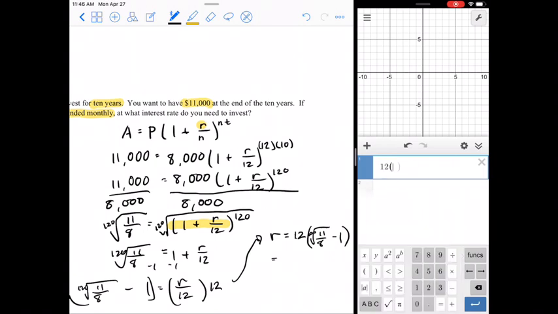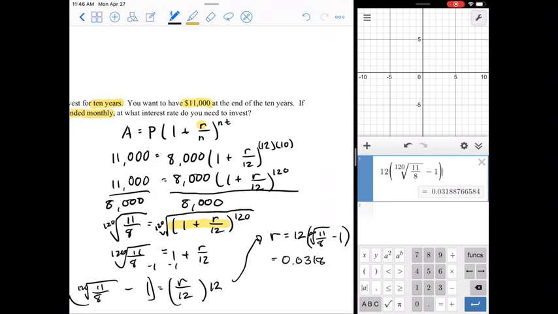So 12 parentheses, we want the nth root, and that n is 120. 11 over 8 minus 1. Okay. So r, we get this decimal, 0.0318. We'll truncate to 4 decimal places.